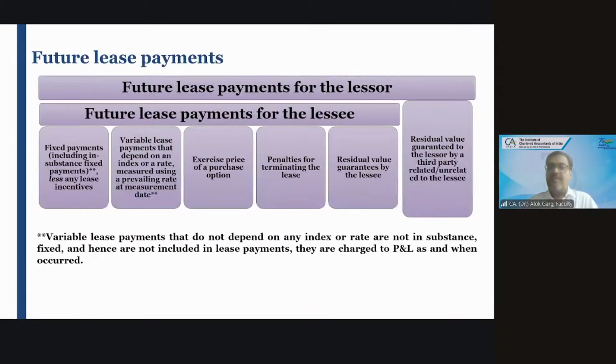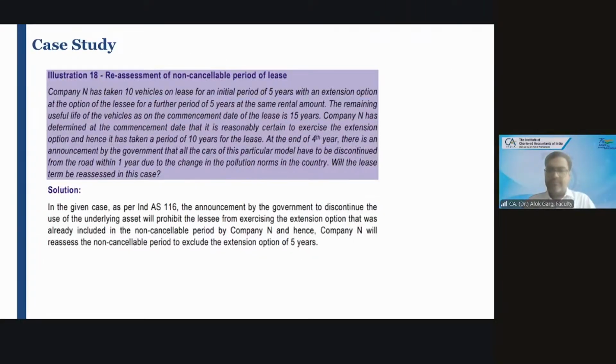Yes, sir. In this case, the government announced in the 4th year that within 1 year they have to decommission this vehicle. Can we consider 4 years as the lease term, or plus 1 year, 5 years as the initial period? No, because 5 years is the initial period. No, 5 years will be the lease term. Yeah, that I understood, sir. Within 1 year, he has to discontinue that. In that 1 year period, he needs to do something with that vehicle, right? I'm thinking that 4 years is the lease term.